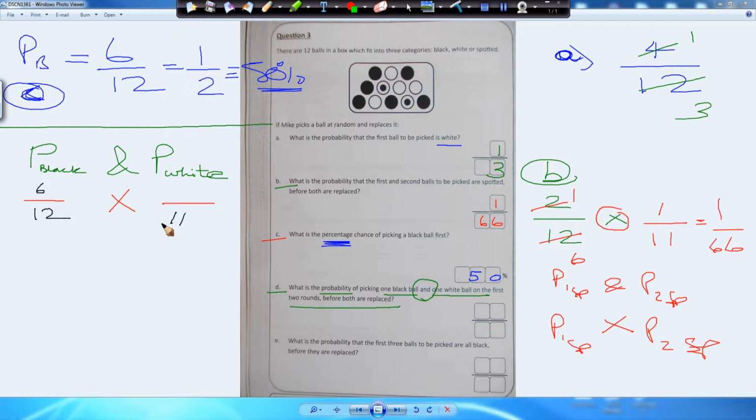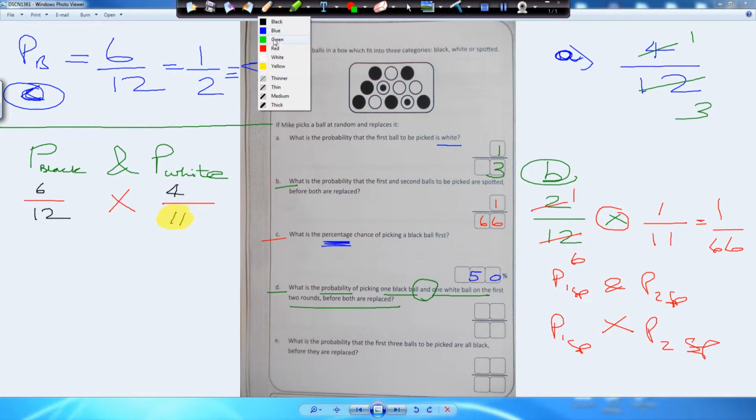How many white balls do we have? Still the same. Which was how many? 4. So the top number doesn't change, but the bottom number does change. This is GCSE style probability. We'll do it.